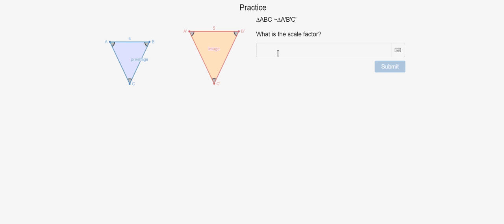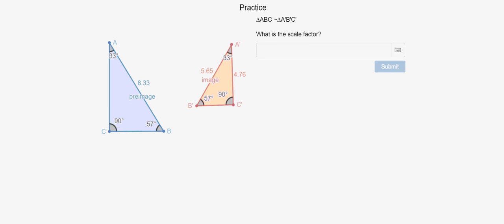5 and 4 don't have any common factors other than 1 to divide out, so that would be our scale factor, 5/4. Now you may write it as 1.25, but you'll see that the fraction will be more helpful for you as you're doing calculations going in the future, especially without a calculator, than the decimal equivalent.